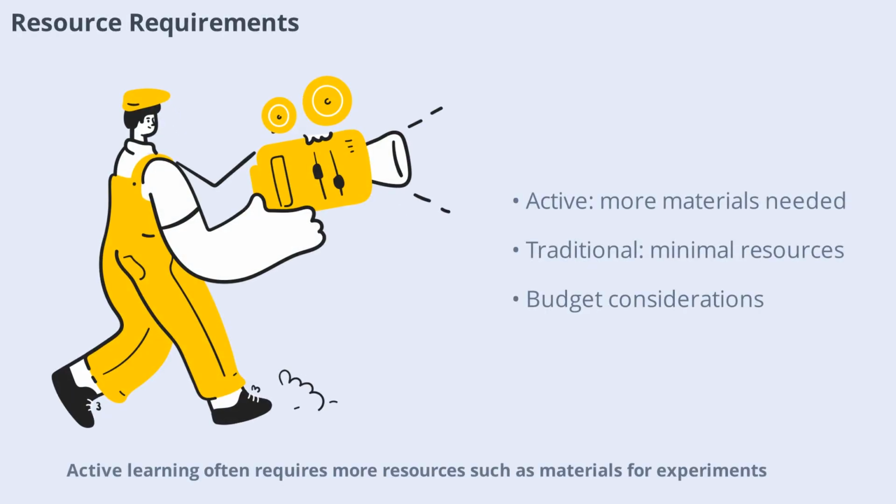Active learning often requires more resources such as materials for experiments, technology for collaboration, or flexible classroom spaces. Traditional learning can be implemented with fewer resources, relying mainly on textbooks and a chalkboard. Schools need to consider their available resources when choosing which approach to use.